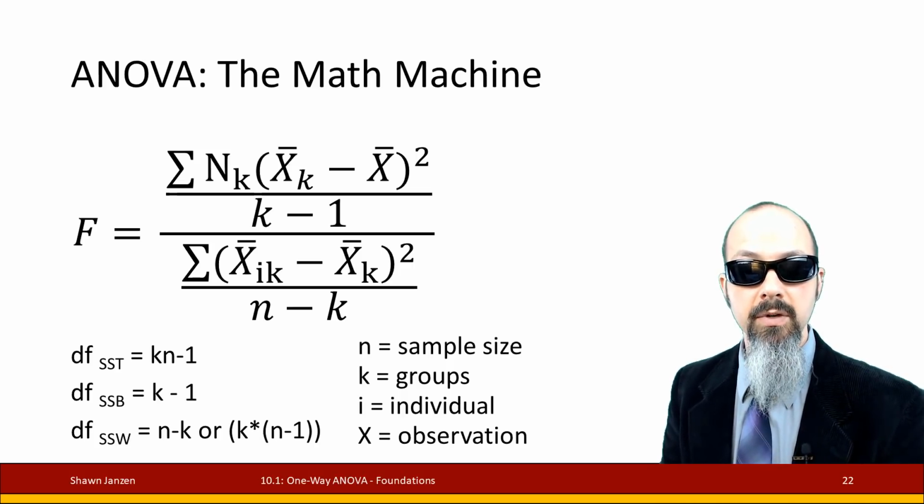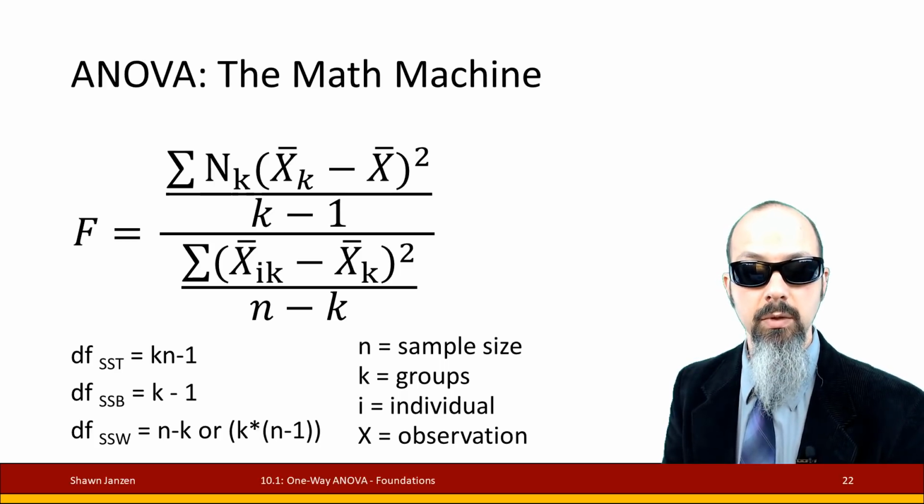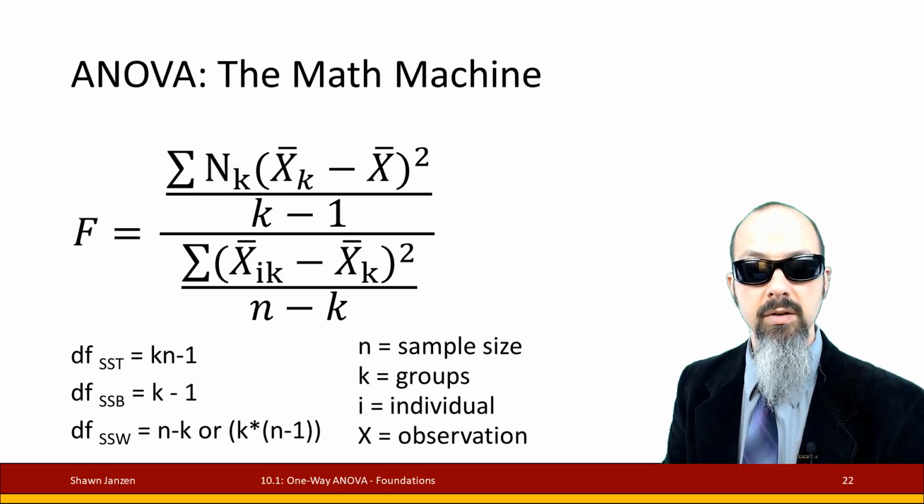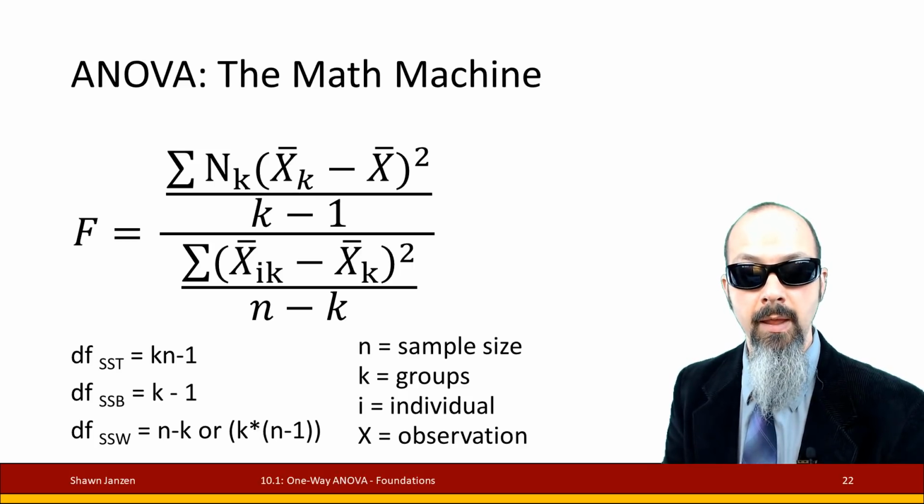We have a few different degrees of freedom. I have 3 of them listed on here, but you only really need 2 as we're looking at. The df SST is short for degrees of freedom for the total sums of squares. That's talking about the degrees of freedom for the entire F test here, and that's represented by K times N minus 1.